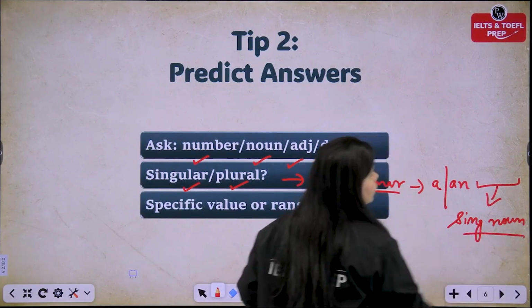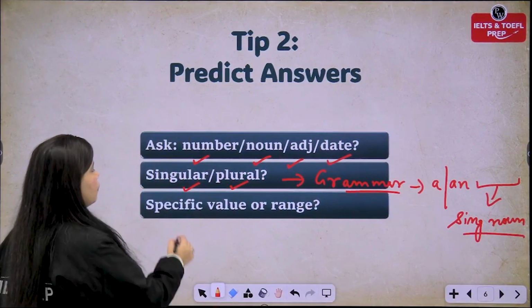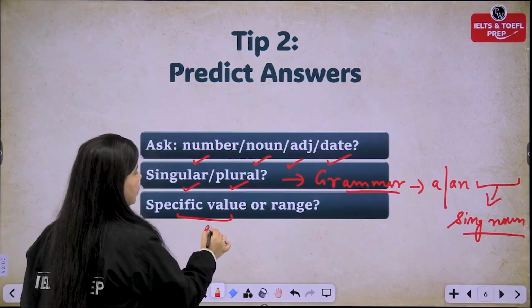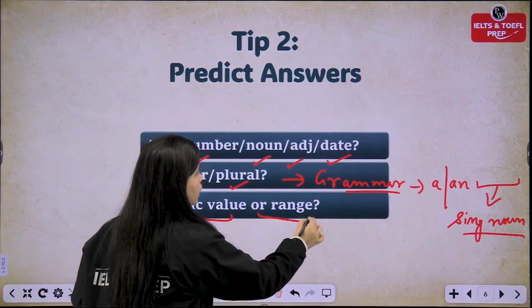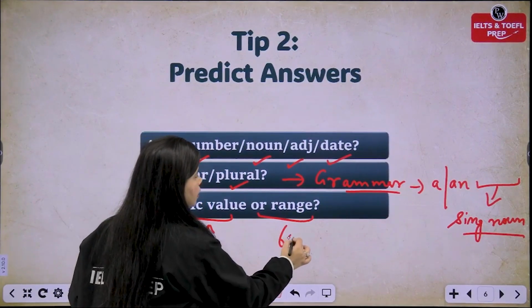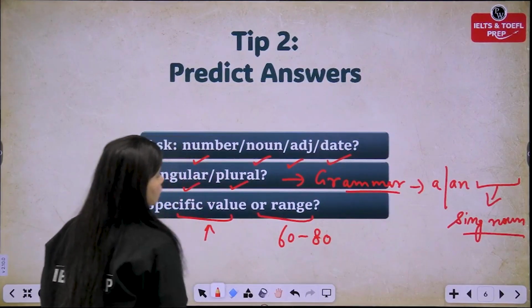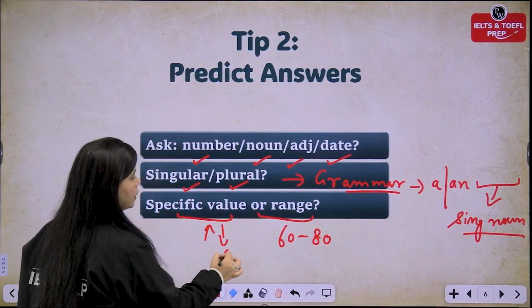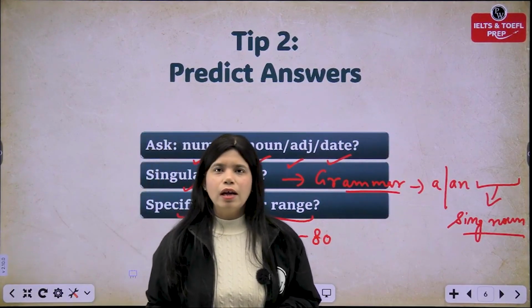So get used to all these things. And if it's a number, ask yourself, is it a specific number or am I going to get a range? Range means 60 to 80. This is a range. Specific value means only 60. That is how it is.